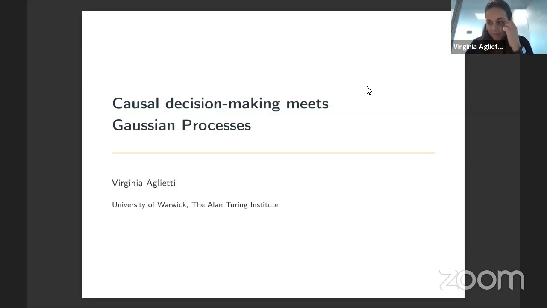So today I'm going to be talking about causal decision making, and I'm going to do that with Gaussian processes. I'll start with a framework that one can use to identify optimal intervention in a graph, and then I'll cover very briefly an extension that we can use to make this framework efficient.